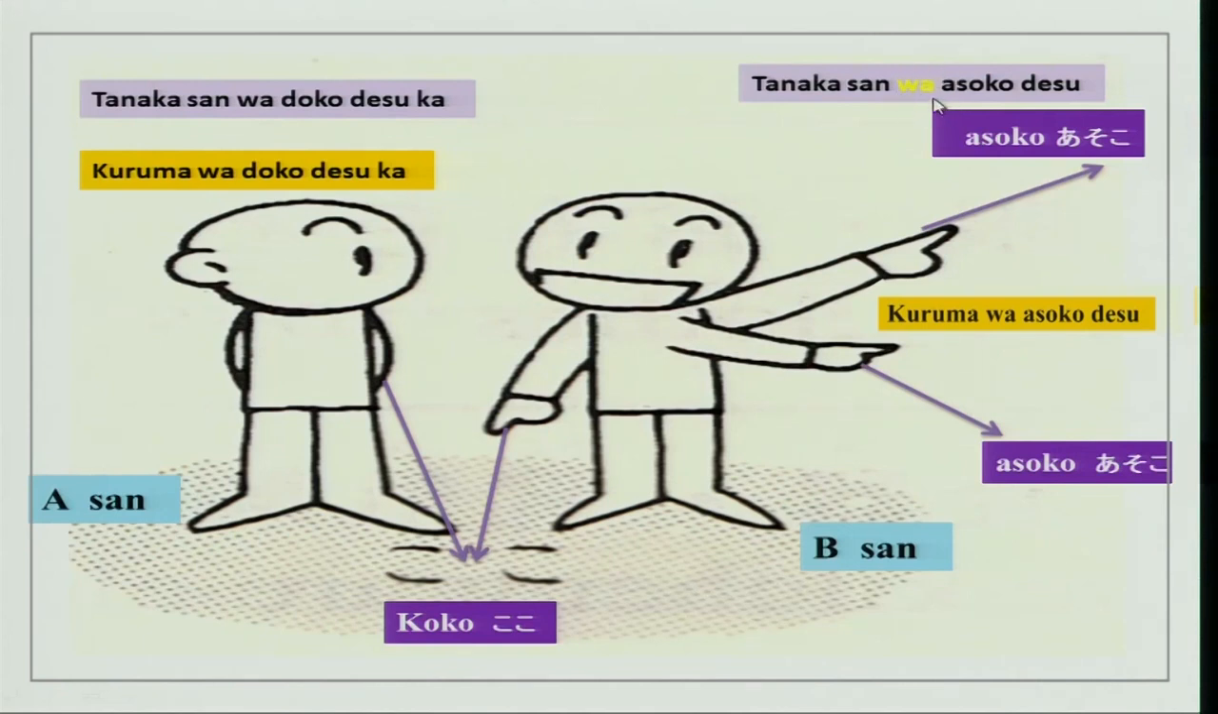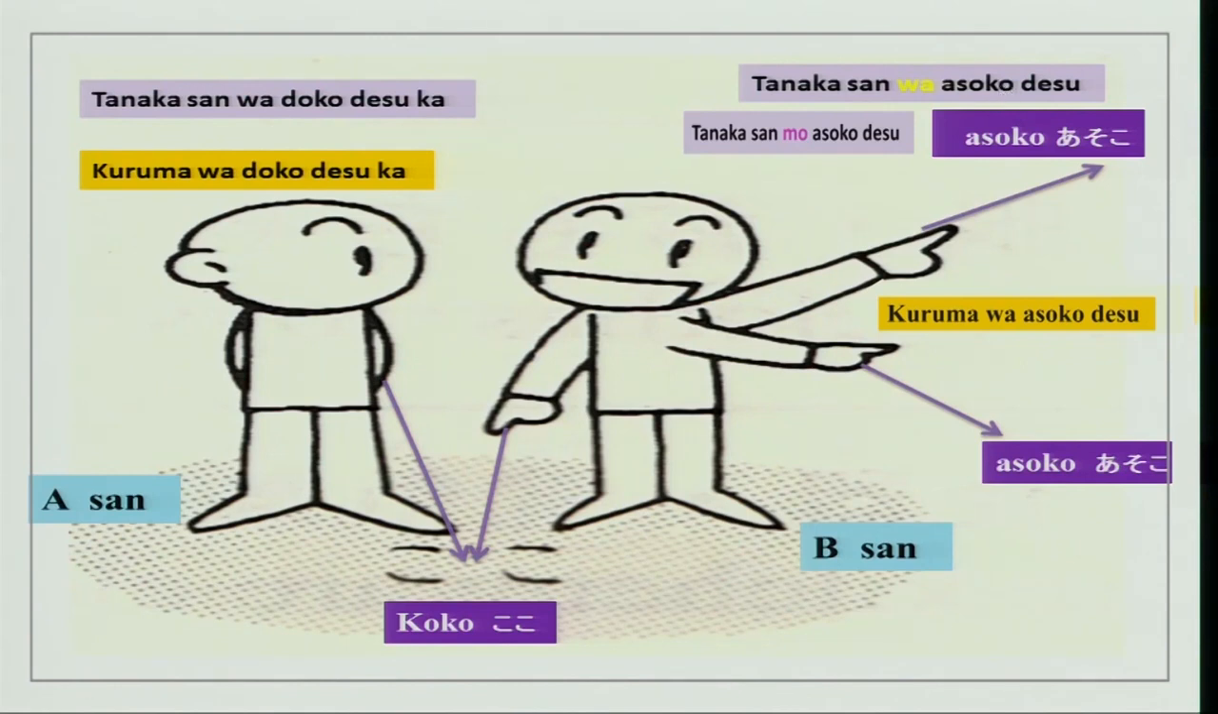Now, why Y is colored over here is because one question has already been asked by A-san, Kuruma wa doko desu ka? So, the answer is Kuruma wa asoko desu. And again, he asks another question and says, Tanaka-san wa doko desu ka? And B-san again says, Tanaka-san wa asoko desu. So, as we have done earlier, you can replace this wa with mo, meaning also. Kuruma wa asoko desu. The car is over there and Tanaka-san is also over there. So, please, you can see wa you can replace with mo, if something has already been said which is similar to the answer given here.